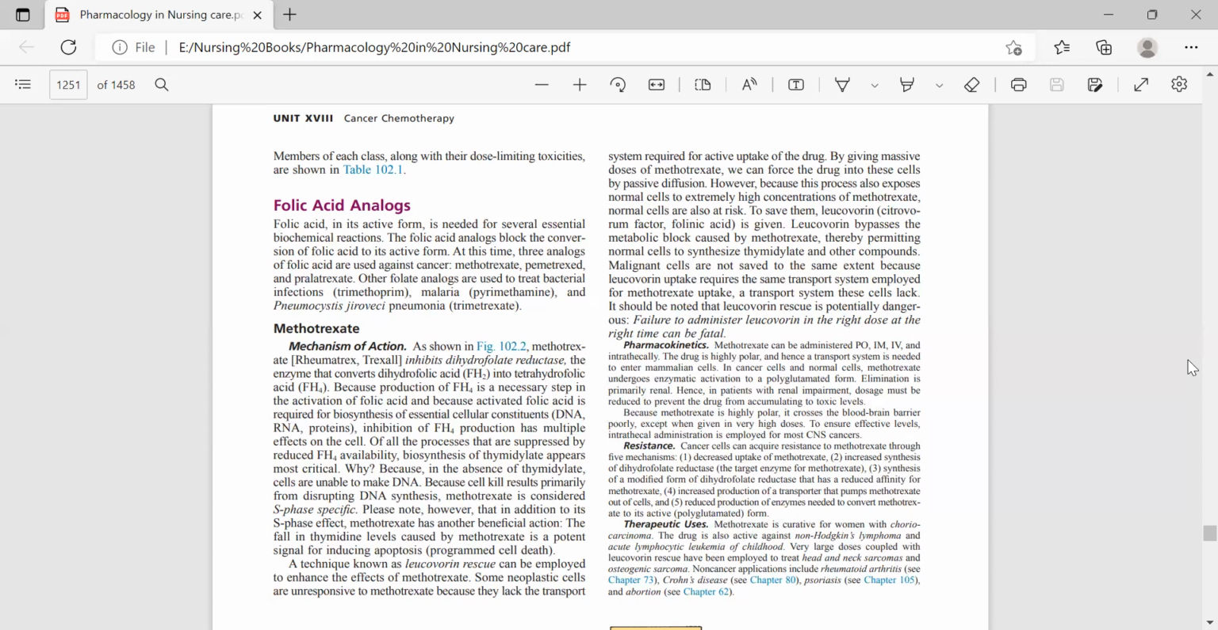The transport system these cells lack. It should be noted that leucovorin rescue is potentially dangerous. Failure to administer leucovorin in the right dose at the right time can be fatal. So it is very important that during therapy with methotrexate, leucovorin rescue should be administered, that is the folinic acid, so that the normal cells take up the thymidylate and undergo the normal mitotic phase as compared to cancer cells.